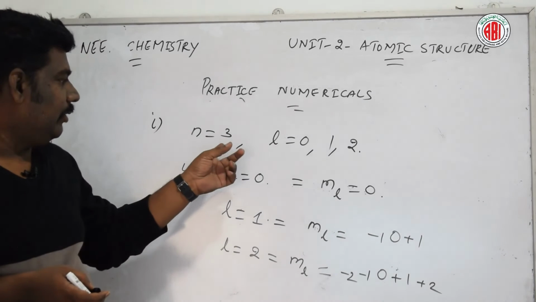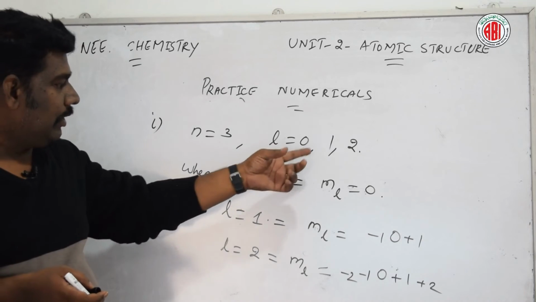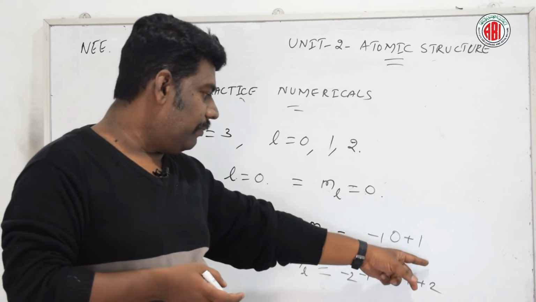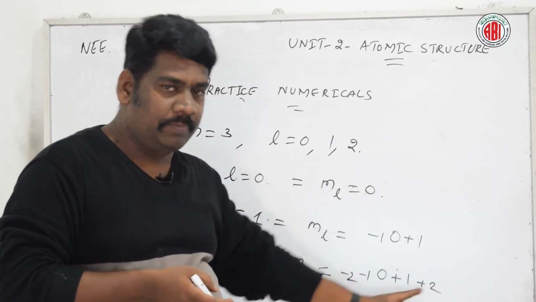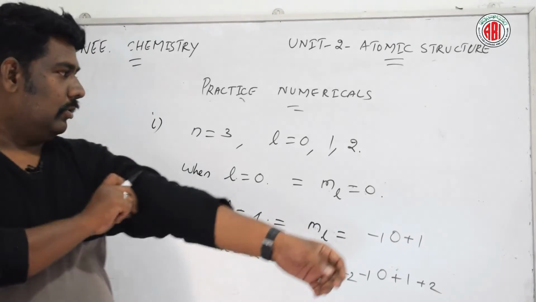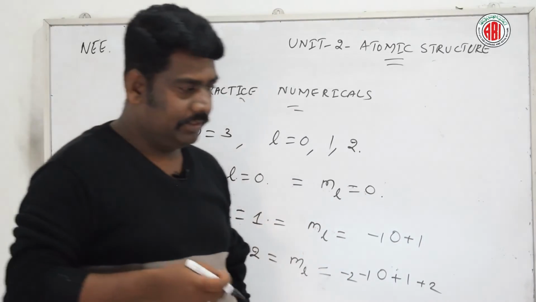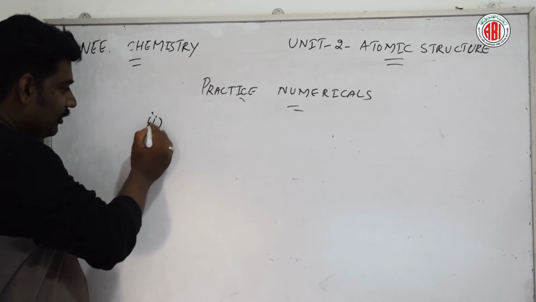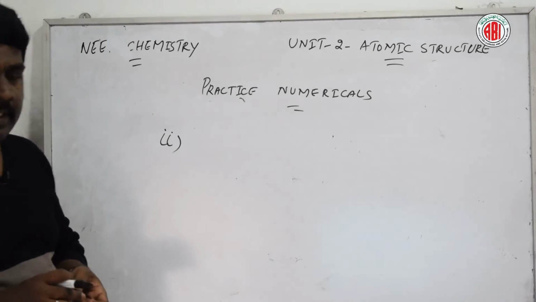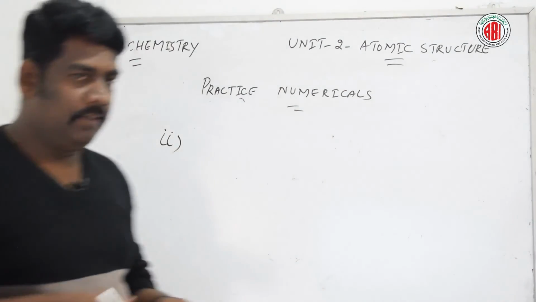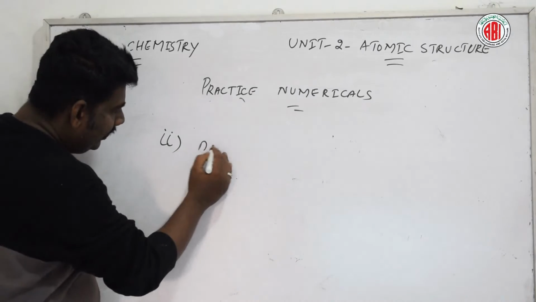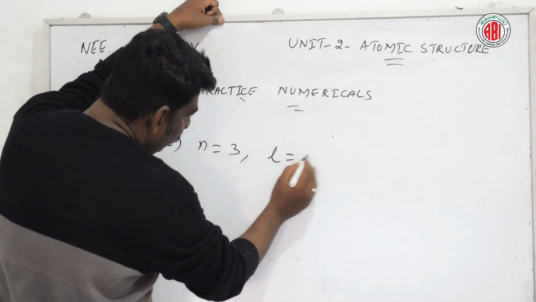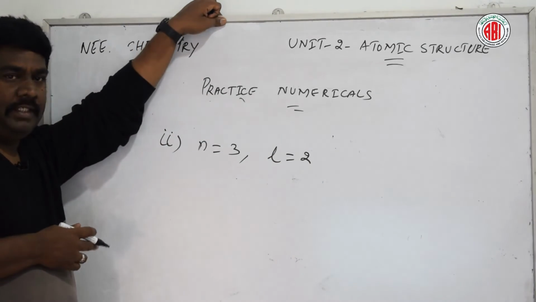For n is equal to 3 and l is equal to 0, 1, 2, the ml values are possibilities like 0; 0, plus 1, minus 1; 0, plus 1, plus 2, minus 1, minus 2. Okay, now let us go for the next question. Yes, the next question from the same question, question number 2. The second question is about the l value for the 3d orbital. So question number 2, n is equal to 3, that means l is equal to 2.